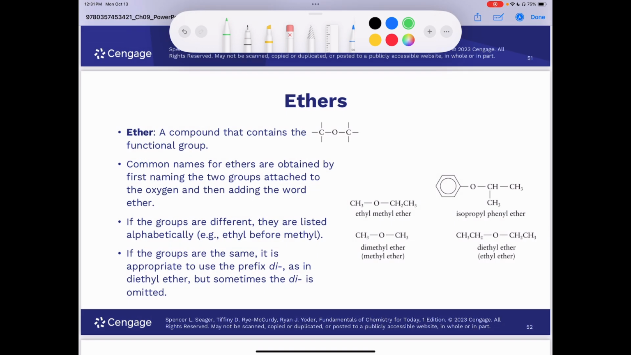As I just stated, an ether is a compound that has this functional group where we have a carbon, and then an oxygen, then a carbon. Common names for ethers are obtained by naming the two groups attached to the oxygen and then adding the word ether. When you identify the groups, if you have two different groups, you have to list them in alphabetical order. So of course, ethyl would come before methyl, methyl would come before propyl, et cetera. And if the groups are the same, it's appropriate to use the prefix di, as in diethyl ether. Sometimes the di is omitted.